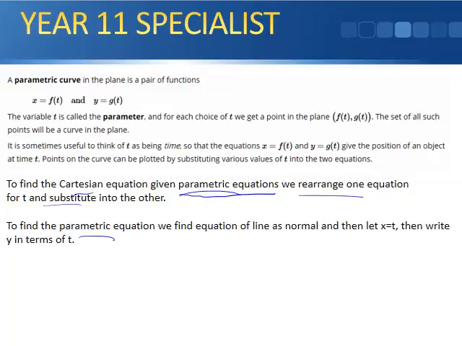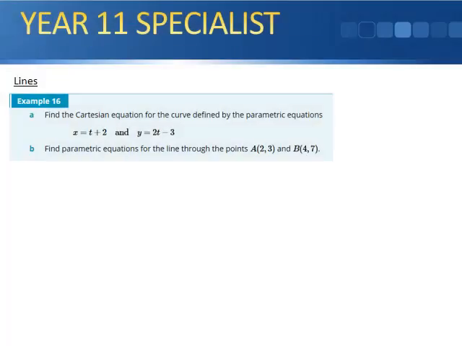If you want to find the parametric equation, then you find the equation as normal, then let x equal t, and then write y in terms of t. Right, so for this one here, part A, we've got to find the Cartesian equation given these parametrics.